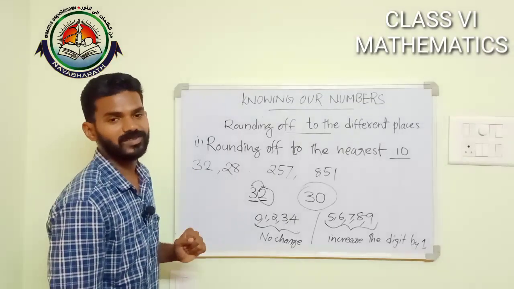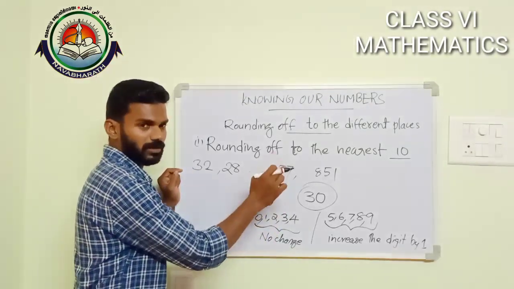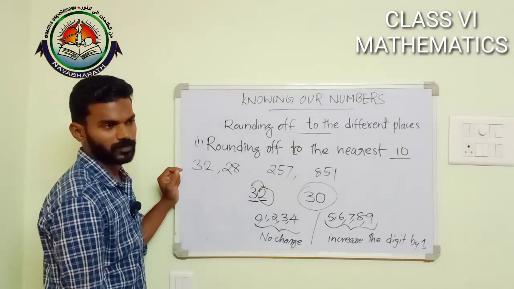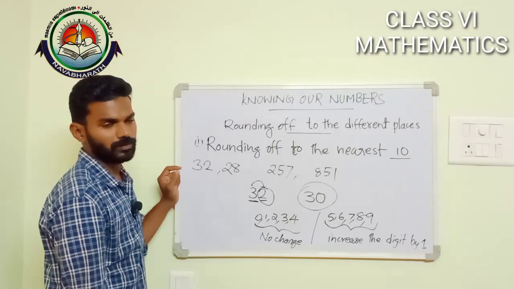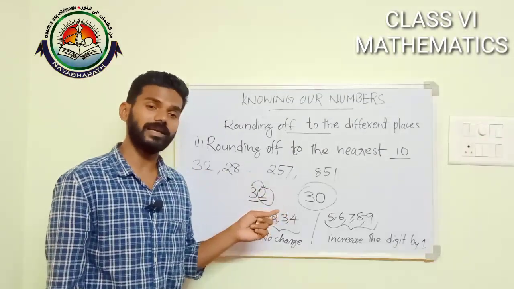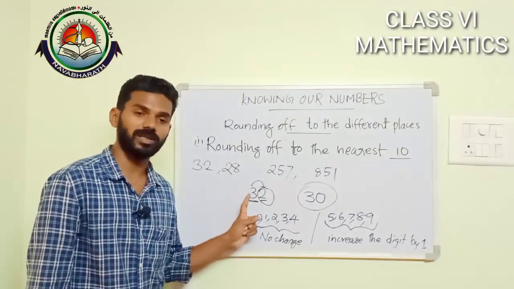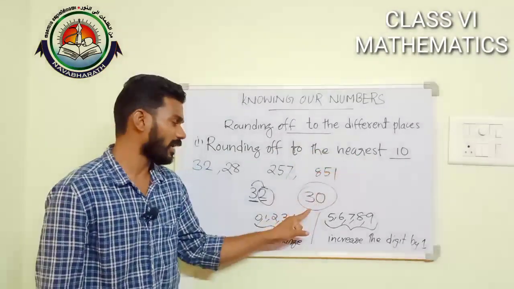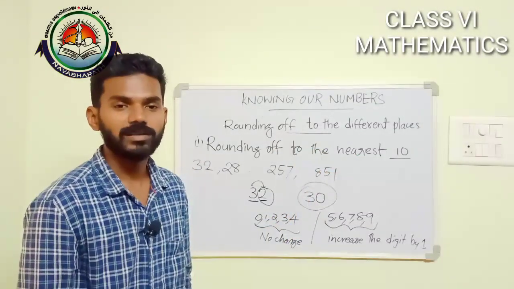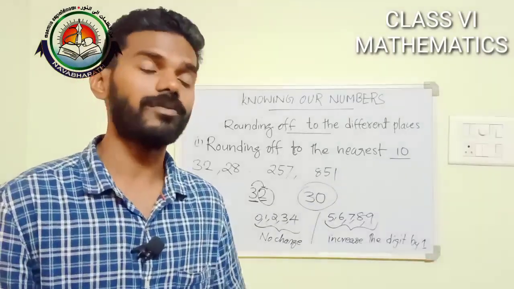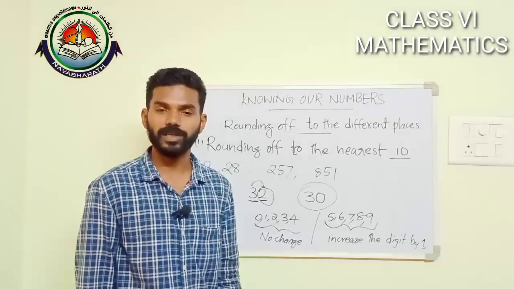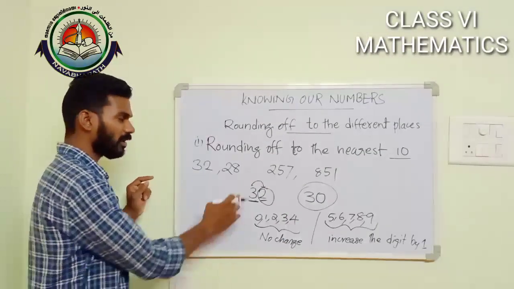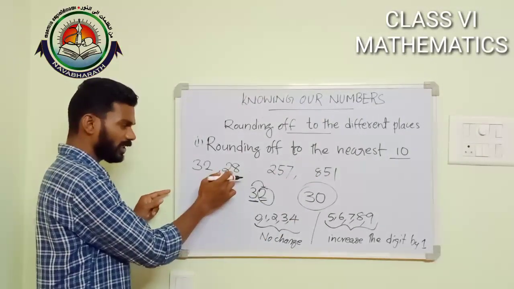And now we can say that the number 32 can be rounded off to the nearest 10 as 30. Clear? This is how rounding off to the nearest 10 can be done. Now let's check the remaining numbers also. Just round off these numbers. Which one is the next number?